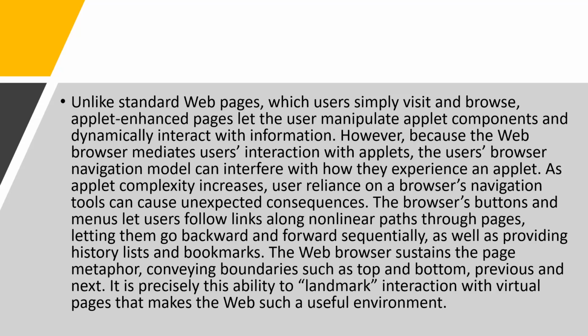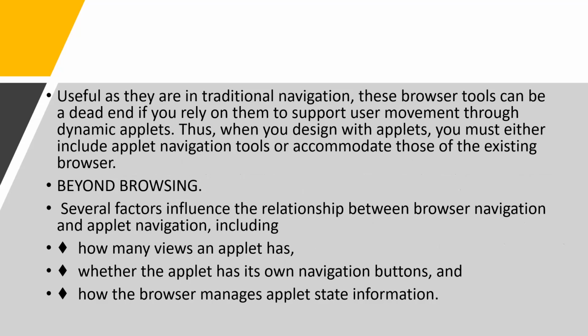The browser's buttons and menus let users follow links along nonlinear paths through pages, letting them go backward and forward sequentially, as well as providing history lists and bookmarks. The web browser sustains a page metaphor, conveying boundaries such as top and bottom, previous and next, which is precisely that ability to landmark interaction with virtual pages that makes the web such a useful environment. Useful as they are, these browser tools can be problematic if you rely on them to support user movement through dynamic applets.